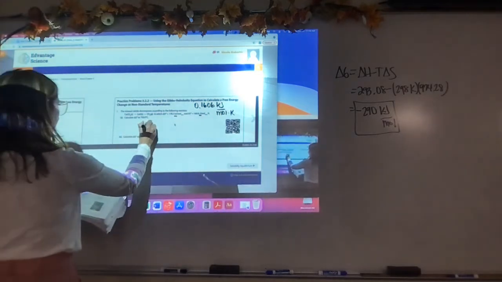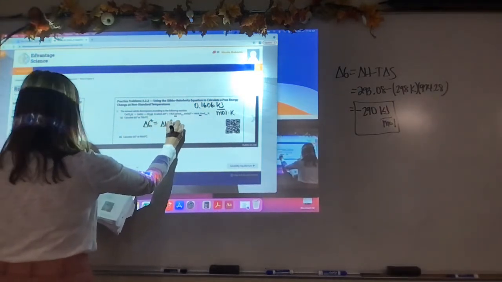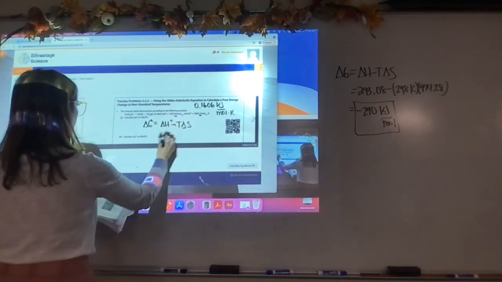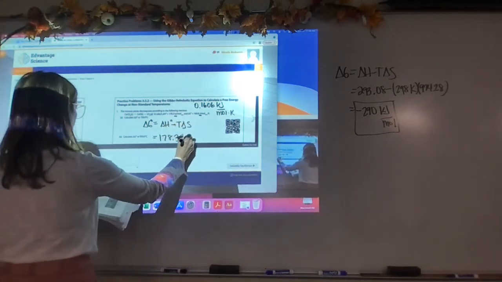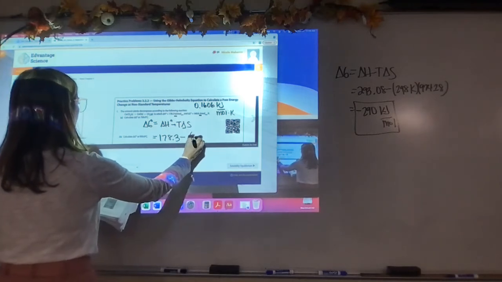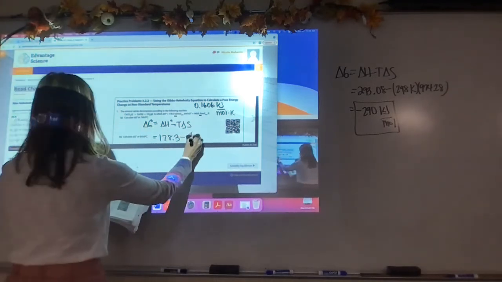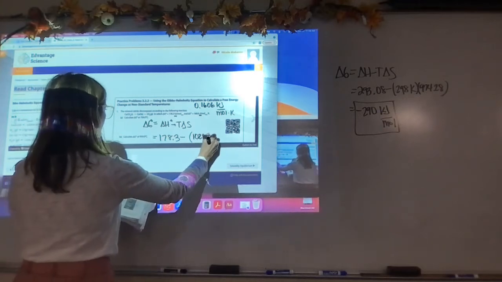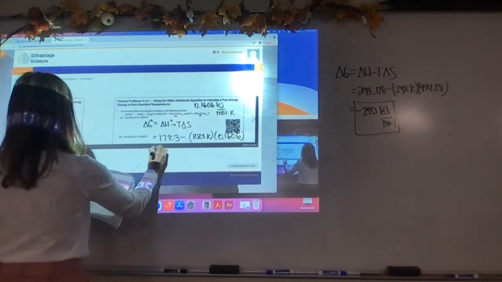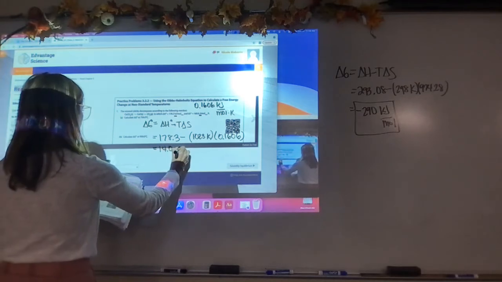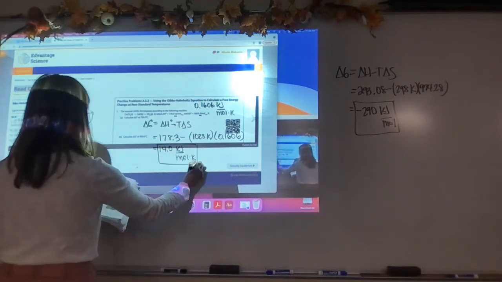And then if we're going to calculate our delta G, we're going to use our delta H minus T delta S. So this will be 178.3 for delta H minus your temperature. It's 750 degrees Celsius, add 273 to get that into Kelvin. That's 1023 Kelvin times 0.1606. And this is going to end up being 14 kilojoules per mole.